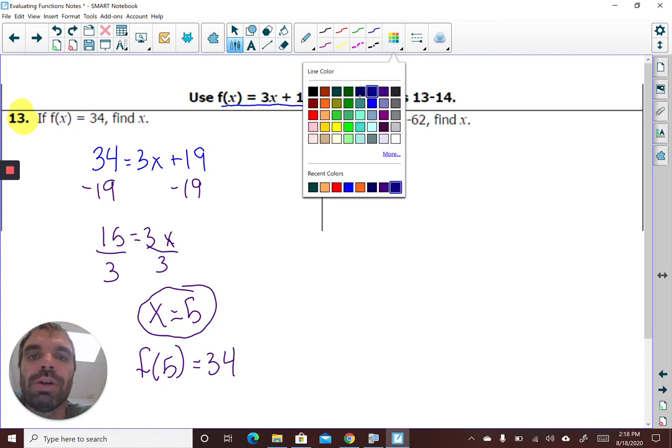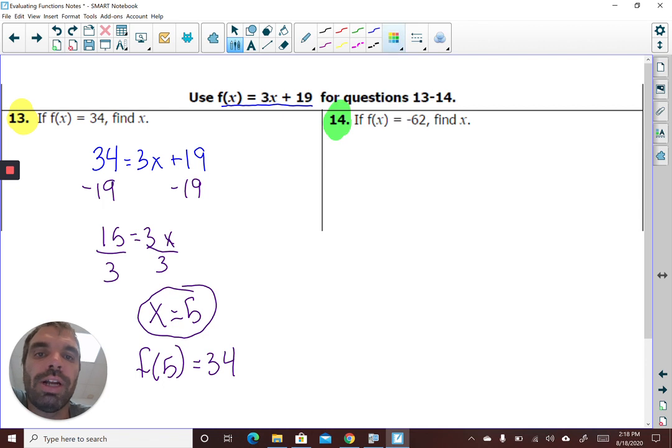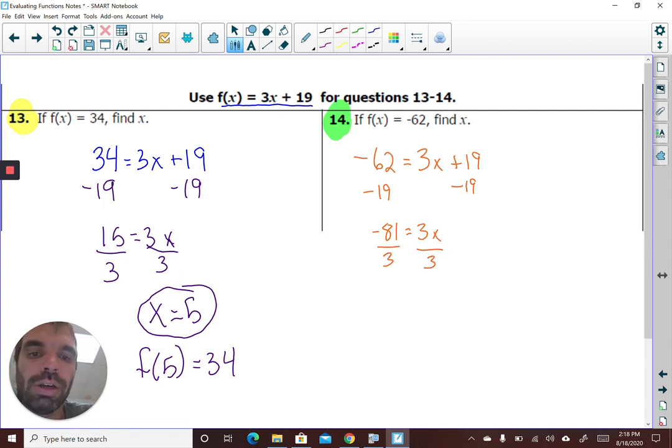All right, hopefully you got through number 14 and figured it out, but let's do this real quick. We've got negative 62, because that's what f of x is equal to, 3x plus 19. Subtract our 19 to get 3x by itself. So that's negative 81 is equal to 3x. Divide by the 3, and that gives me that x is negative 9. All right, so that's the answer we were looking for on that problem. If you got it, nice job. If you didn't get it, see what step you messed up so we can try not to do that again next time.